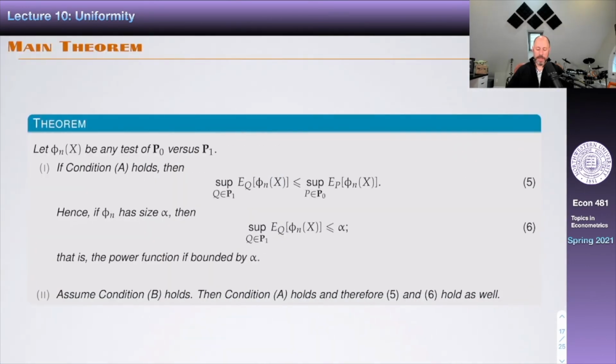Theorem. Let phi be any test of ball P versus P naught. The first part says if condition A holds, then the supremum over distributions in the alternative is bounded by the supremum over distributions in the null. Hence, if the test has size alpha, then the supremum over this is less than or equal to alpha, and you don't have any power. Okay? So if you control size, you have no power. Part 2 says assume condition B holds, then condition A holds, and therefore this first part of the theorem holds.